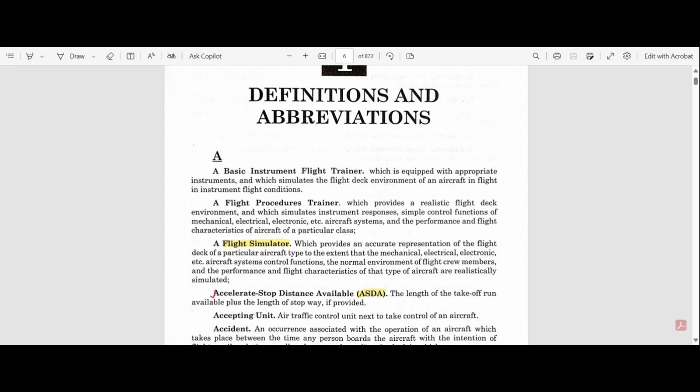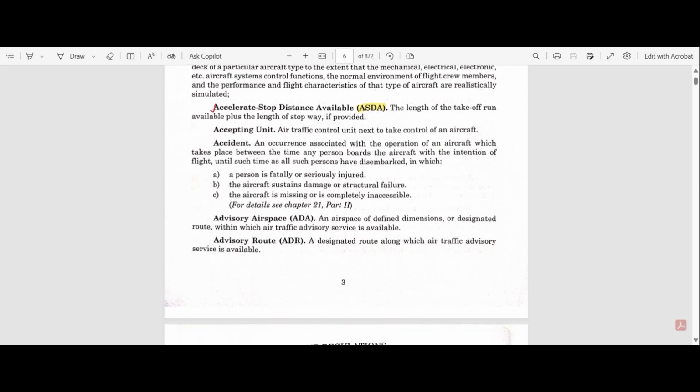The next is accelerate stop distance available. It is very important. So what is ASDA? We call it ASDA. It is the length of the takeoff run available plus the length of the stopway.